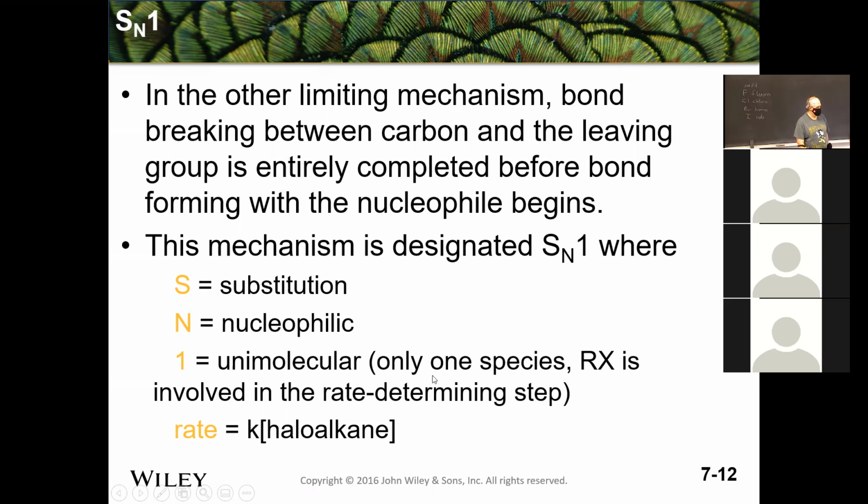Okay, so only one species, the alkyl halide, is involved in the rate determining step. And since only one species is involved in the rate determining step, this reaction is first order. It's first order in haloalkane. It is zero order in nucleophile. Okay, so if we increase the concentration of nucleophile, it has no effect on the rate. The rate depends only on the haloalkane concentration.